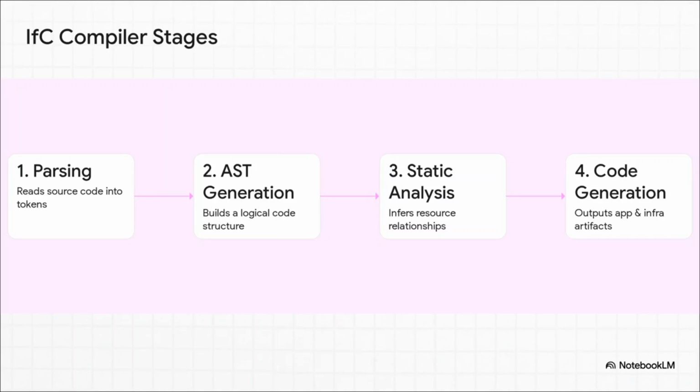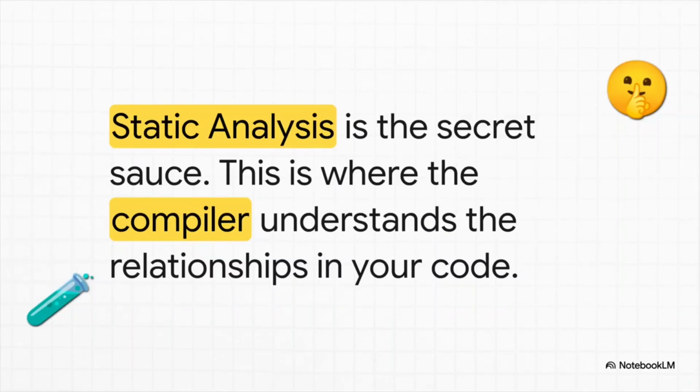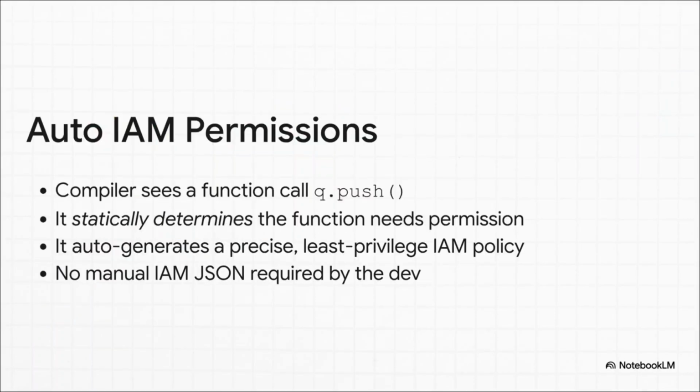First, it reads your code. Then it builds a logical map of it. That's called an abstract syntax tree. Then it analyzes that map to figure out what you're trying to do. And finally, it generates the output files, both the application and the infrastructure code. But of all those steps, it's number 3, static analysis, that is the absolute secret sauce here. This is where all the really cool innovation is happening. It's the compiler's ability to understand the relationships between different parts of your code and the cloud resources they depend on.